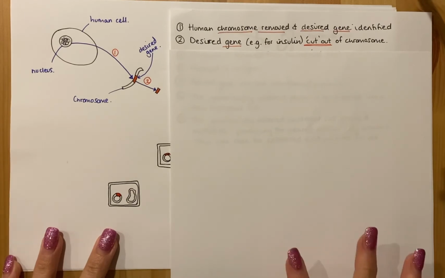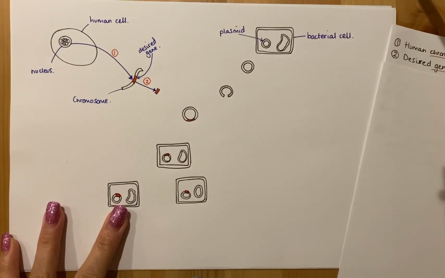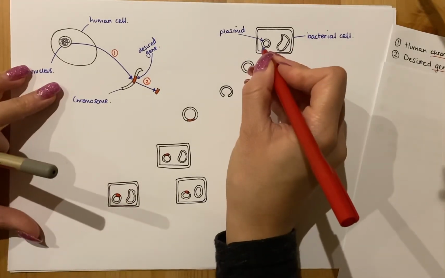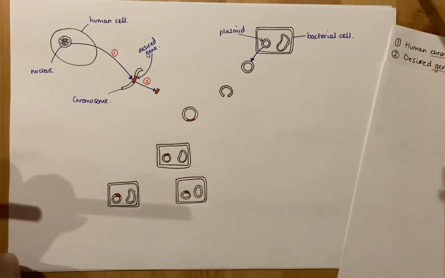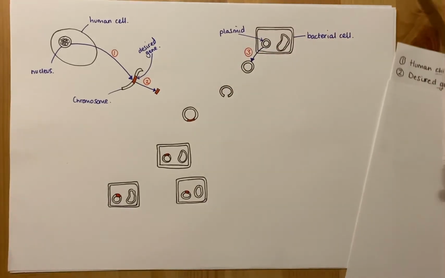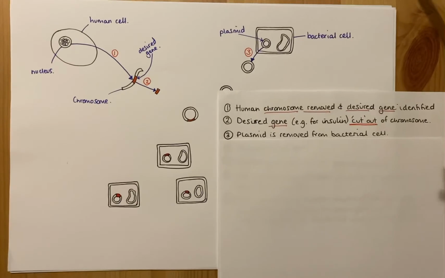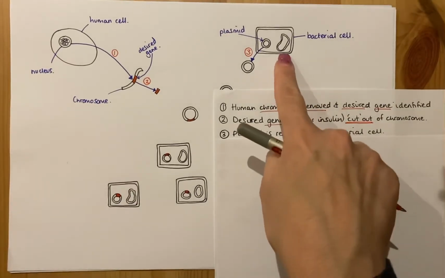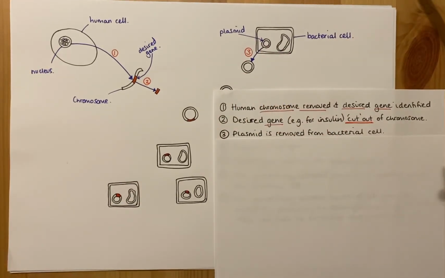Now what we have to do is go over to this bacterial cell. If you look at this diagram, a part of that bacterial cell has been removed, and specifically that part is a plasmid. So that plasmid is removed from the bacterial cell. Literally you're just describing what happens here. This is a plasmid and it's been taken out of the cell that it was in, which is a bacterial cell.